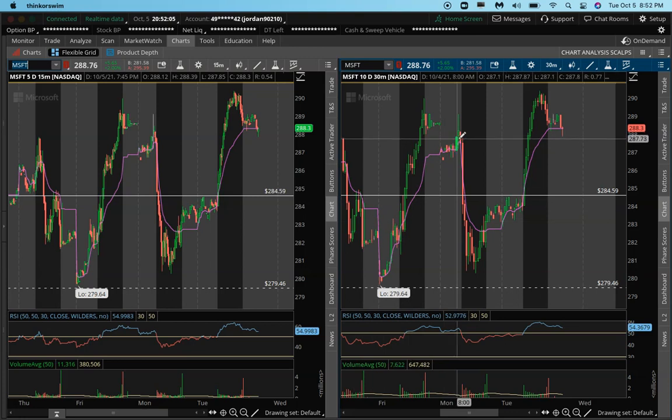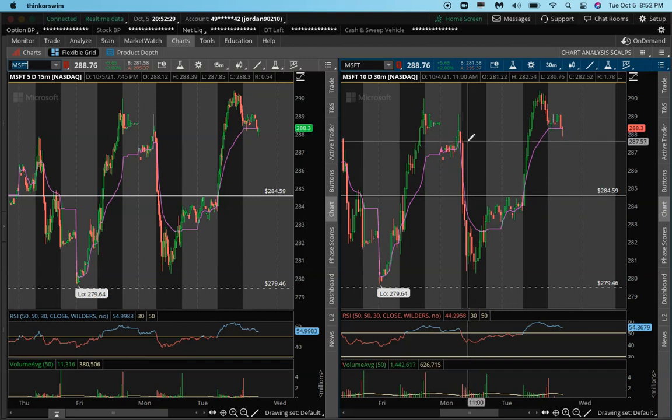So on Monday, obviously the whole market came down, we came back up. Tuesday, you guys can see we opened right back in that same exact area. So the entry to long would have been that 284.59 and targeting these highs right here. So you guys can see this was the high from Monday's session.